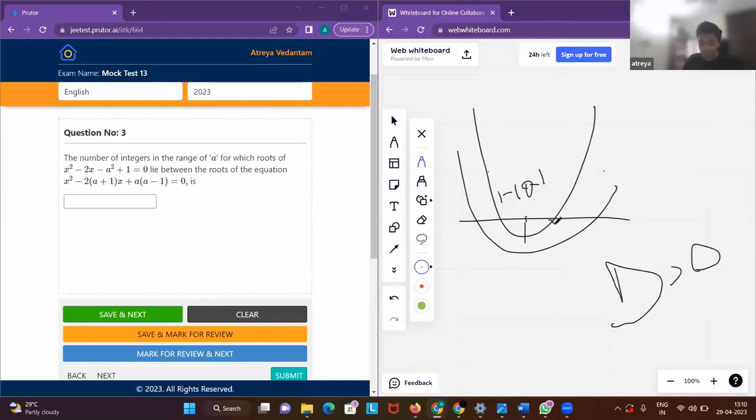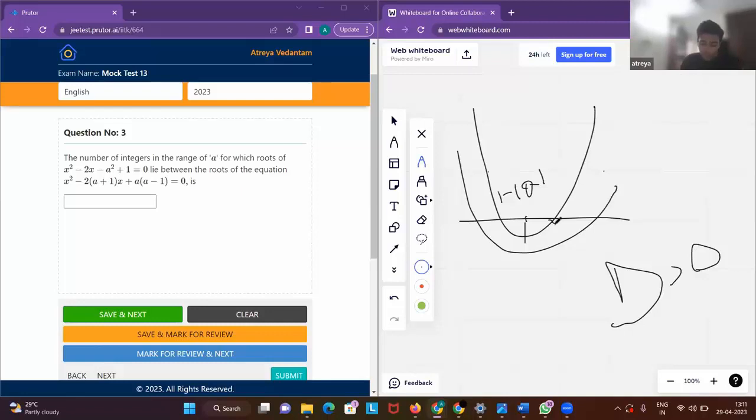So now the only condition we need is a second root, which is 1 plus A minus square root of 3A plus 1, should be less than 1 minus A. So if you apply that condition, you get 2A less than square root of 3A plus 1, 4A squared minus 3A minus 1 is less than 0. So you have to find out the number of integers here, right?